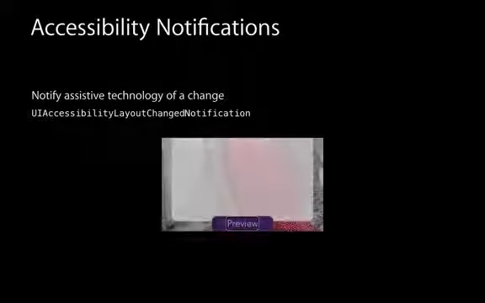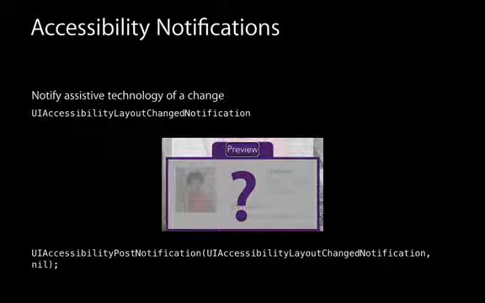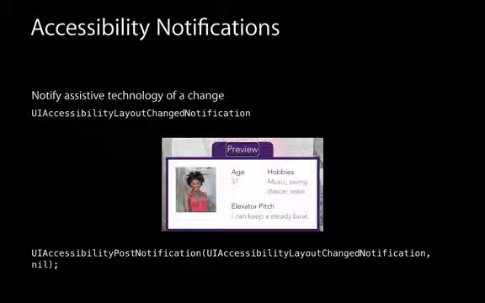And finally, we have notifications, which allow your app to tell VoiceOver when something has changed. One really important notification is the layout change notification. You should send this when you're changing the layout of your app, for example, adding or removing views. For example, in our app right now, when you reveal the preview, VoiceOver might not realize that new elements have come on screen. Once you post a layout change notification, VoiceOver checks to find the elements that are there currently.